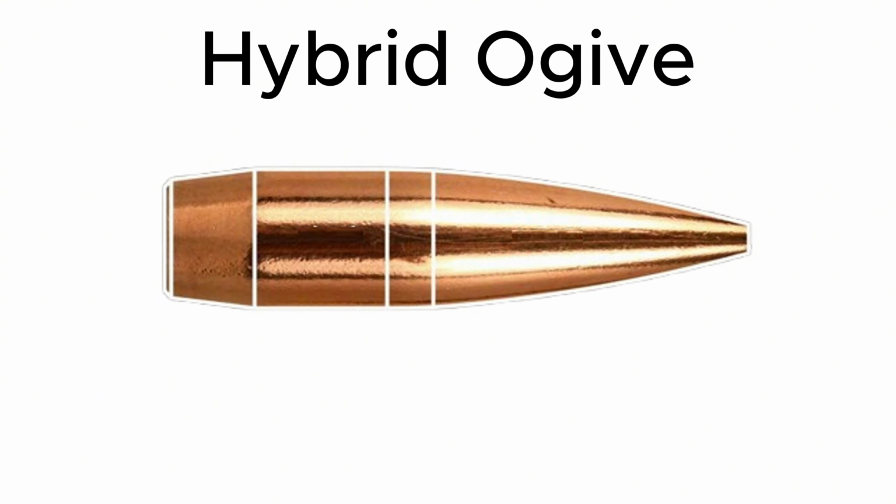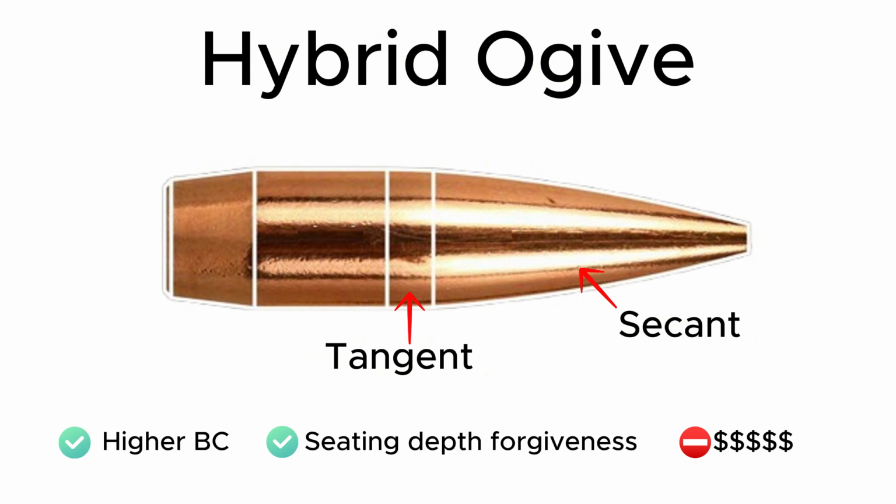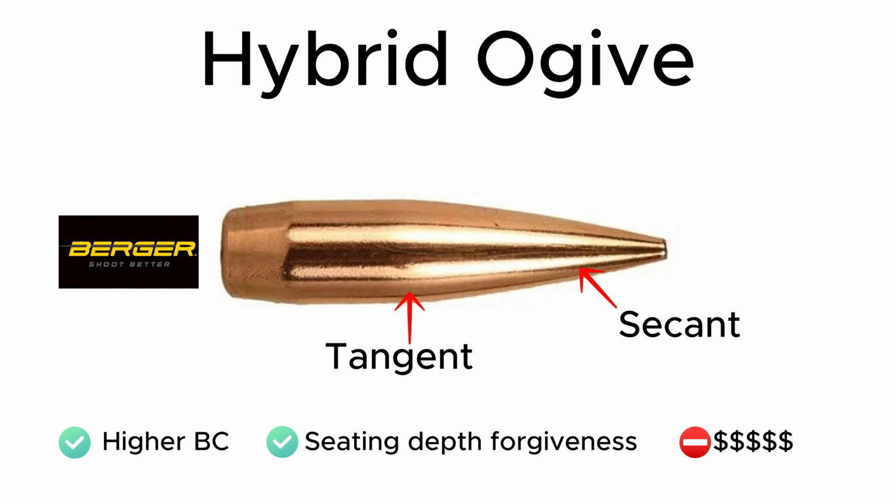Some newer target bullets are using a hybrid ogive profile. This combines both the characteristics from a tangent and a secant ogive. The advantage of this is that it gives you a higher ballistic coefficient whilst also being quite forgiving when it comes to seating depth. The disadvantage of these is that they are more complex to manufacture and therefore more expensive. Berger hybrid bullets are highly regarded as the best target shooting bullets on the planet.